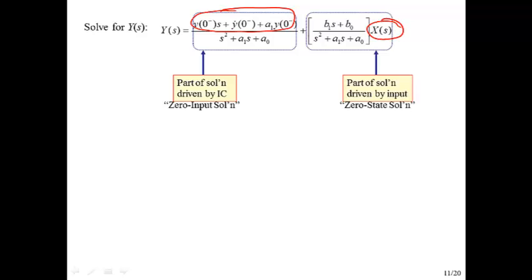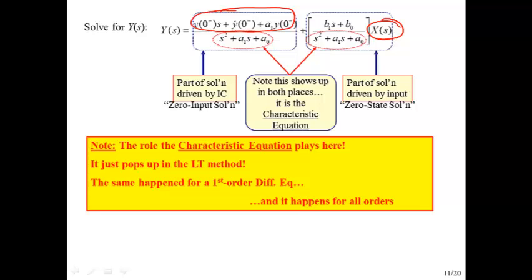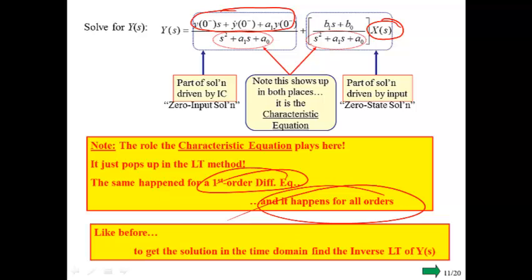And another big thing that we see here is that both of them are over the same characteristic. I say characteristic equation, really should be characteristic polynomial. So that characteristic polynomial comes into play here. It just pops up and it shows up in both places. It happened for the first order case. It happens for all orders. So it's not just a fluke. It happens all the time.